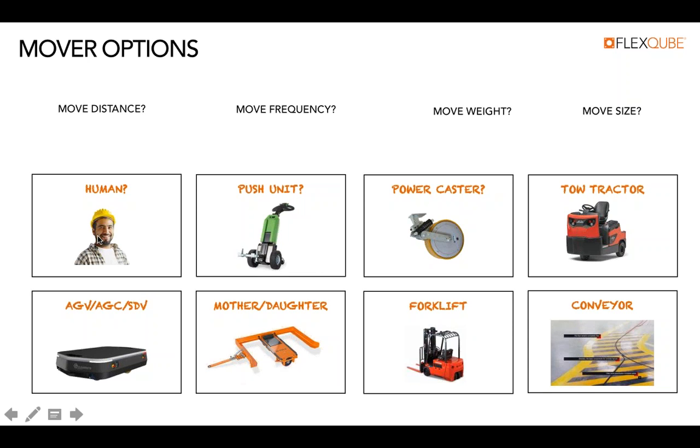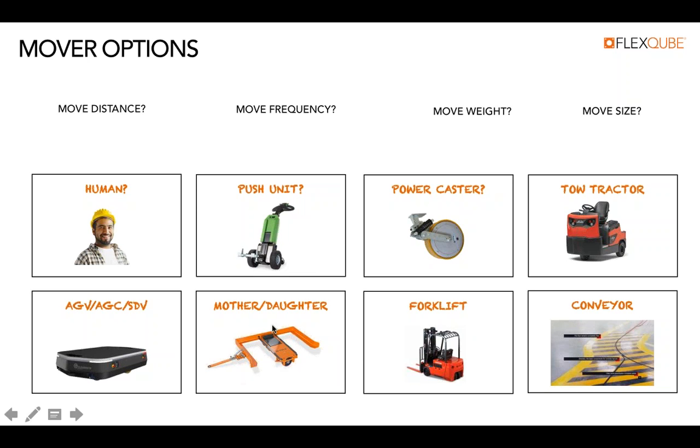So if we have a short distance movement, the Juman and the push unit, or the power caster, are some options. If you have more long distance transportation, a tow tractor is, I would say, the most common, but we see increasing use also of self-driving vehicles.